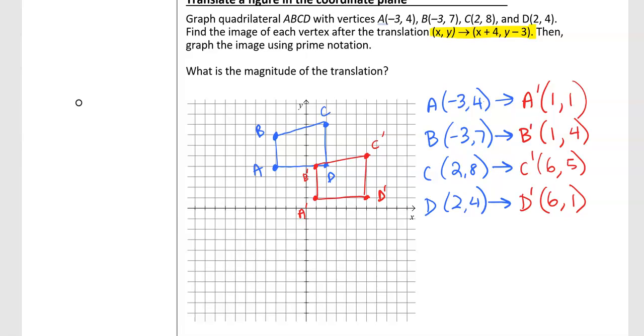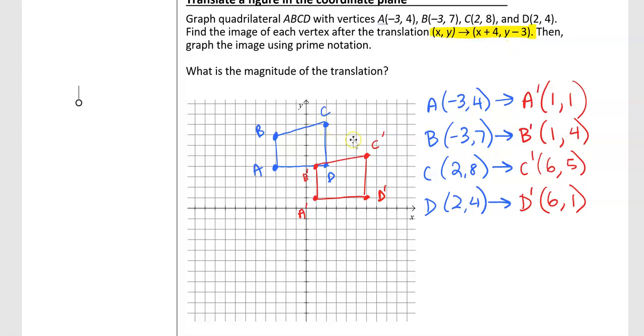So I want you to see how it is a translation, so it's translating to the right and down. If you think about the x-axis, to the right is going up, to the left is going down, so adding versus subtracting. So if you look at your coordinate notation, I'm taking x and I'm moving 4 units to the right.